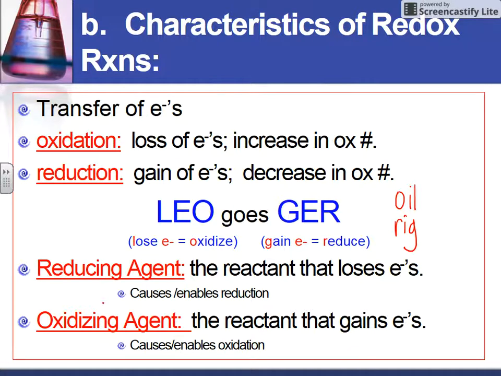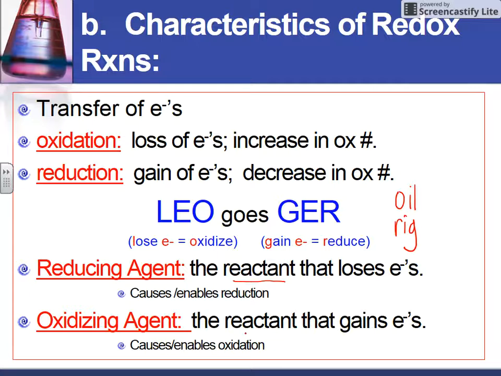Two other terms we need to be familiar with are the reducing agent and the oxidizing agent. The reducing agent is the reactant in the redox reaction that loses electrons. It is the agent that causes or enables the reduction to occur. So in the process of it losing electrons, it is enabling the other substance to reduce, because it's kind of like they're tag teaming. They're working together. One thing's losing electrons while the other thing is gaining. So the reducing agent is whatever reactant was present in the reaction that actually lost electrons.